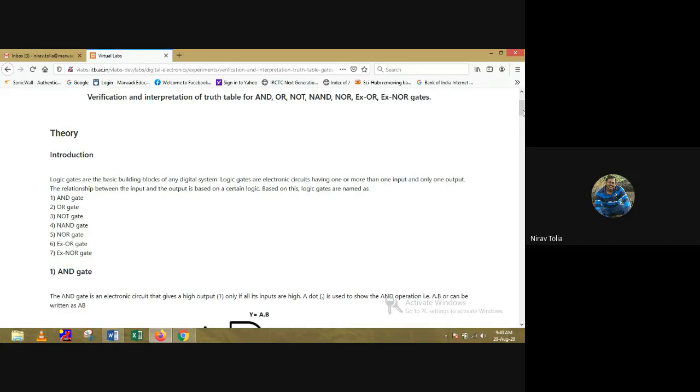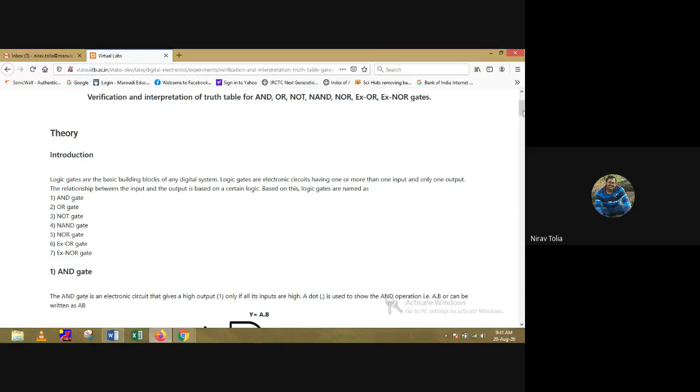All of those things are made by the logic gates only. Either you can use an AND gate, OR gate, NOT, NAND, NOR, exclusive OR, or exclusive NOR. So this is the basic building block, and you can say in memory also.